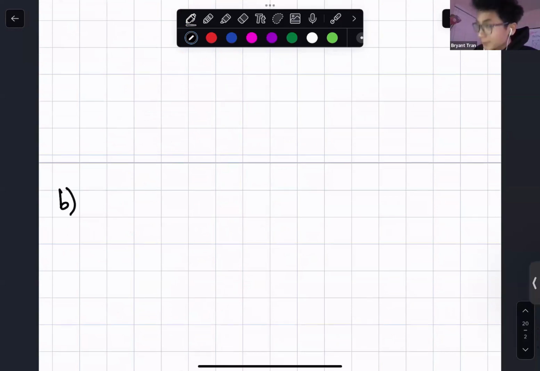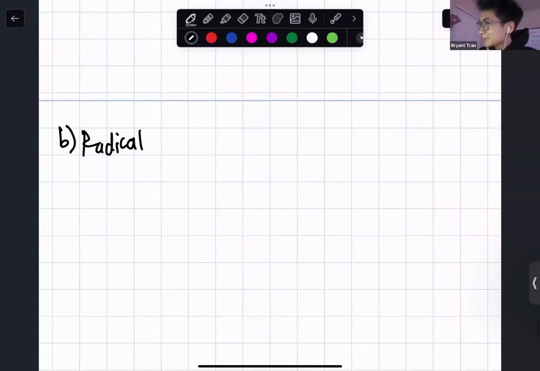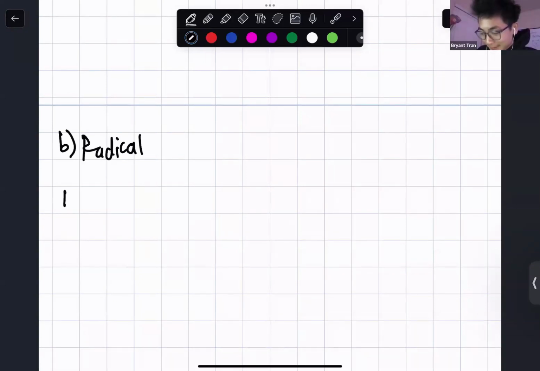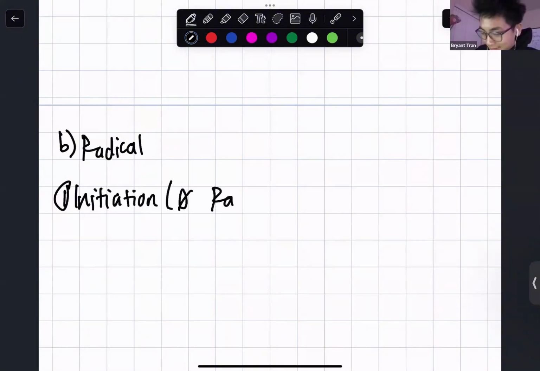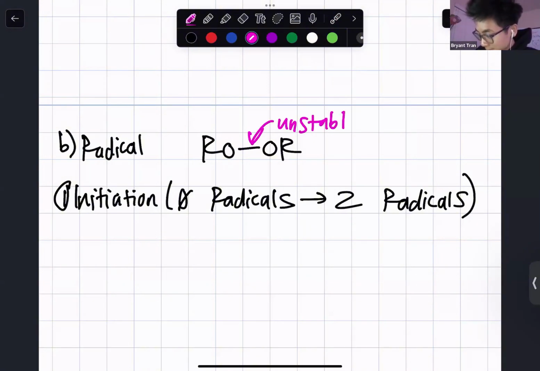So the other part of polymerization is radical. Do you guys remember initiation, propagation, termination back in medicine A, the very first reaction you guys learned? The first part, which is initiation, goes from 0 radicals, and we're gonna break a bond open to form 2 radicals. This is gonna happen with a peroxide bond, ROOR. This bond here is extremely unstable. The single bond between two oxygen atoms is unstable, which makes it very reactive.